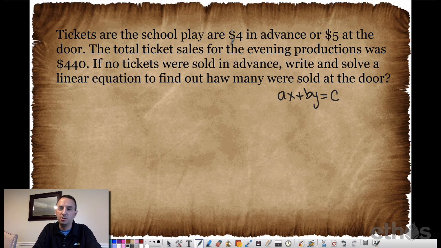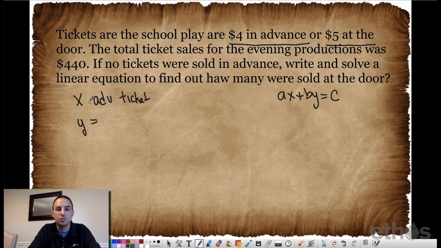So I've got these two per statements, $5 per ticket and $4 per ticket. So X and Y both happen to be, X we'll say is advance tickets, and Y is equal to our door tickets. And it looks like C is our total revenue. C is revenue. That's just simply how much money we make for the year. And now from here, I'm going to plug everything in. So I know that I've got 4x plus 5y is equal to 440.